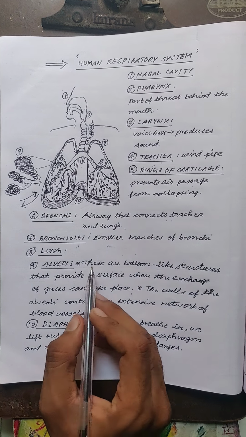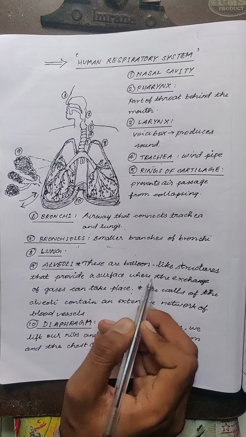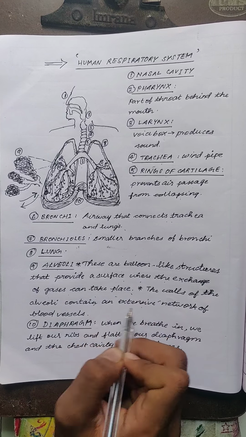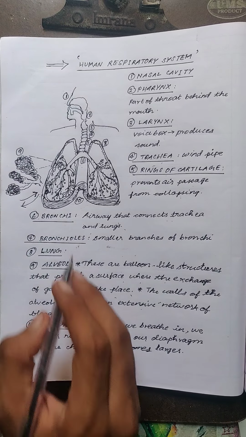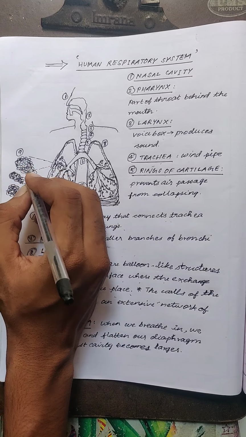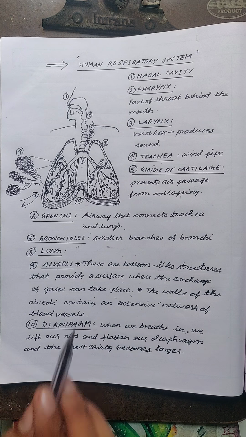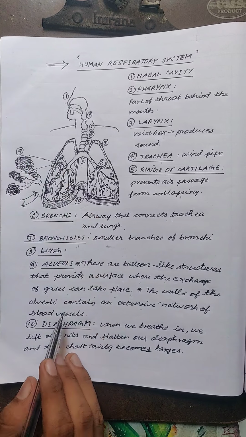Okay, so they provide a surface where the exchange of gases can take place, and the walls contain an extensive network of blood vessels. The walls of the alveoli, these balloon-like structures, have numerous blood vessels, numerous tubes that carry blood to all parts of the body, so as to take oxygen to all parts of the body, and so as to remove the carbon dioxide from each and every cell of the body and exhale it through the nostril. Lastly, we have the diaphragm.